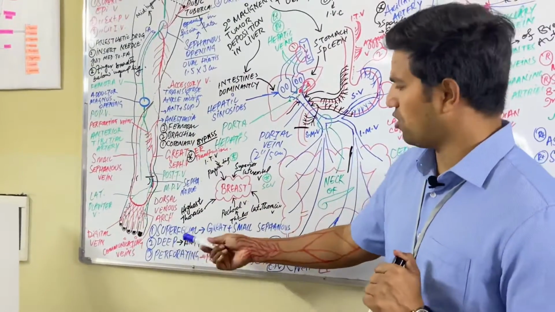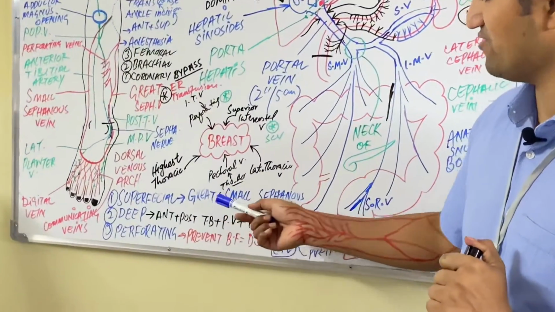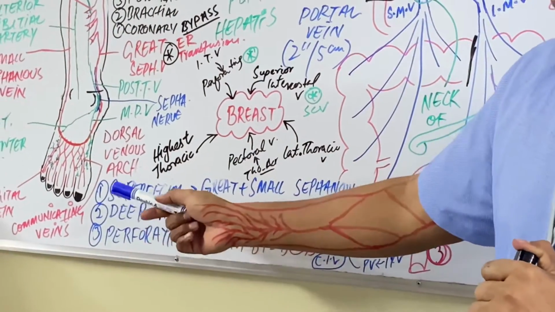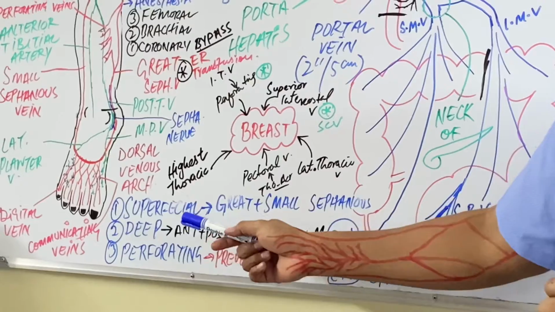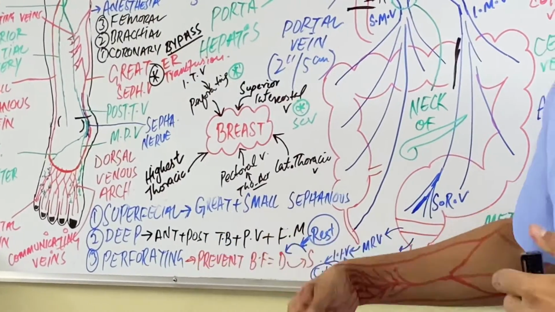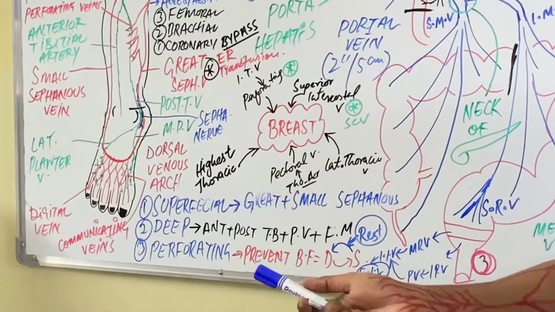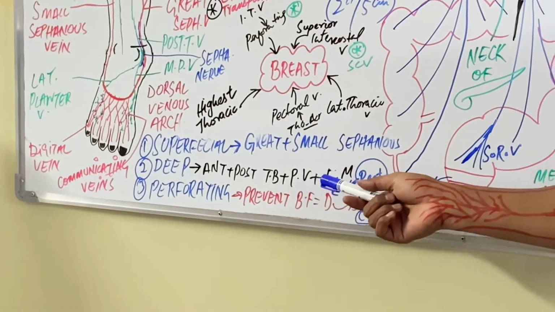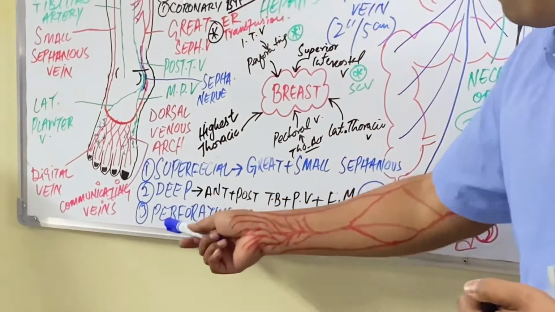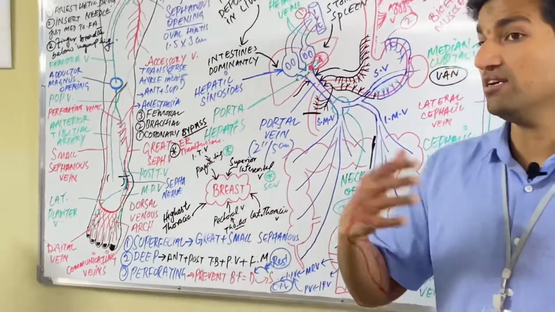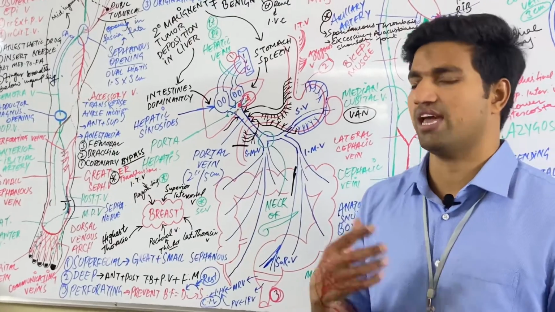The examples of superficial veins are the great saphenous vein and the small saphenous vein. The examples of deep veins of the leg are the anterior and posterior tibial veins, also called vena comitantes, and the popliteal vein and femoral vein. And perforating veins are the connection between deep veins and superficial veins, and they have a valve.